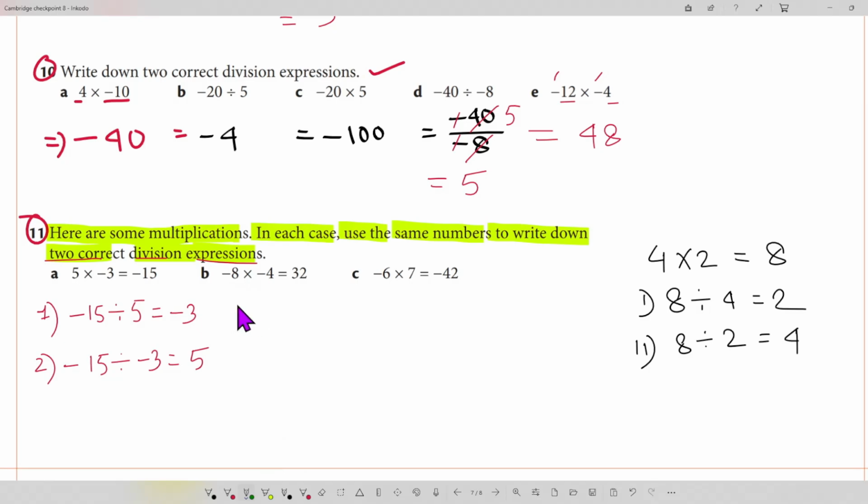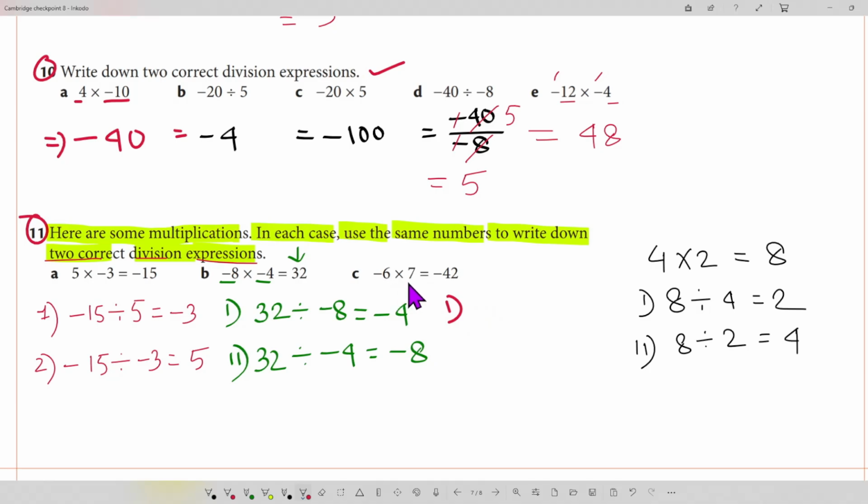Number B, here is minus 8 times minus 4, it will be plus 32. But if we divide this 32 by minus 8, we will get minus 4. Similarly, if we divide 32 by minus 4, we will get minus 8, right?